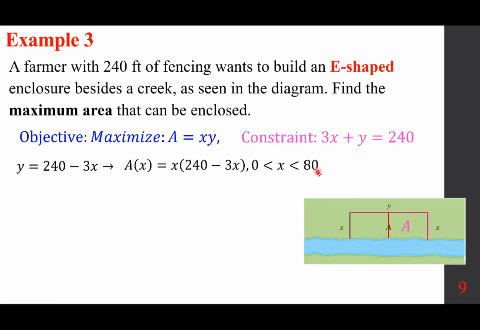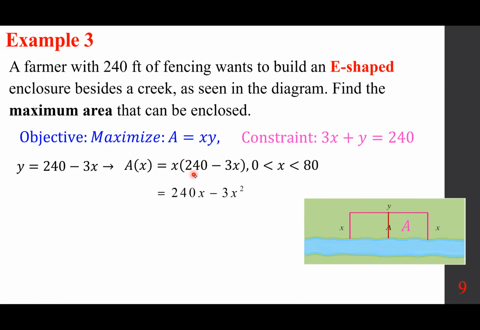Let's discuss the domain again. Dimensions must be positive, so x must be positive. If you set this one equal to 0, 240 equals 3x and x becomes 80. If you pick a number larger than 80, the parenthesis goes negative, the product is negative, the area becomes negative, and that's why x is between 0 and 80. We're going to distribute, and we get 240x minus 3x squared.